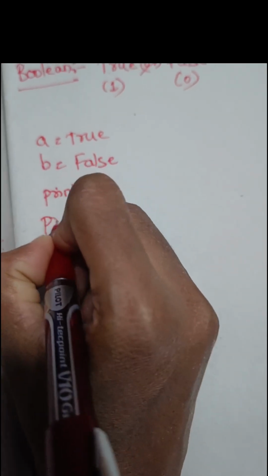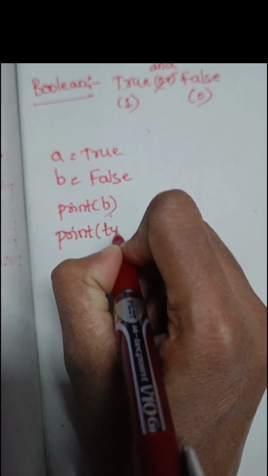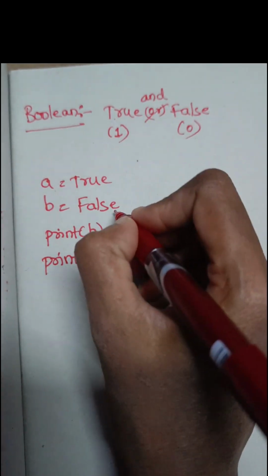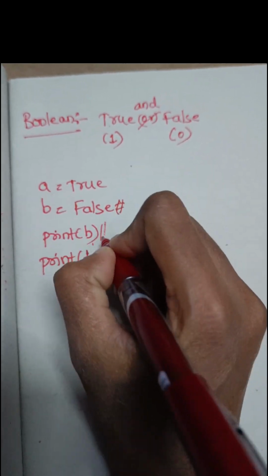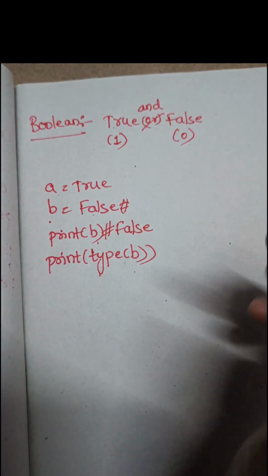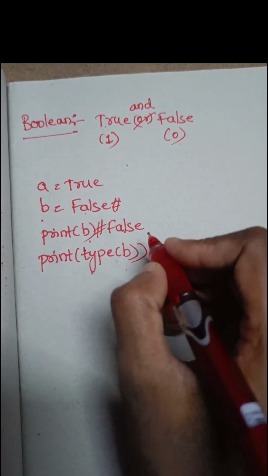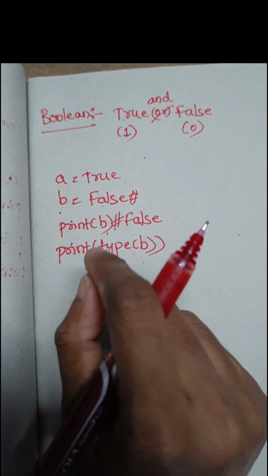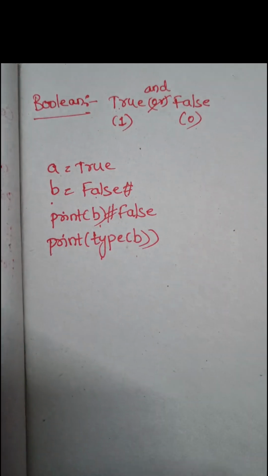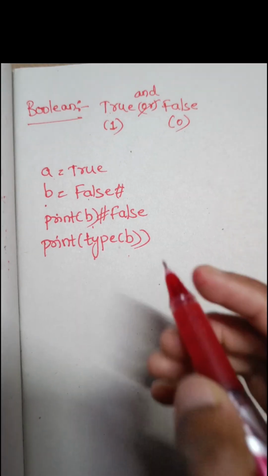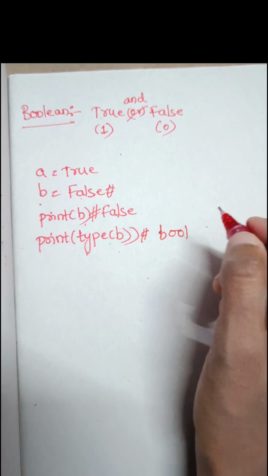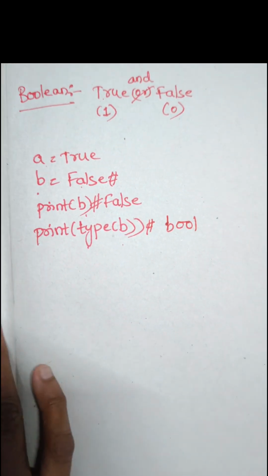If you write print of type of B, what will you get? Let us see. Print of B means B is having a certain value, that is nothing but false, so you will get false only. Whatever value it is storing, that will be printed. Now see here, print of type of B means, as I told in the beginning, type is a function which is used to find out the data type. Now by looking at this, we are going to find out which data type it is. This is a Boolean data type, so you will get the answer as bool. So in the output it will be displayed like that.